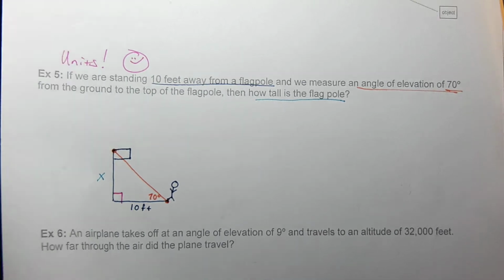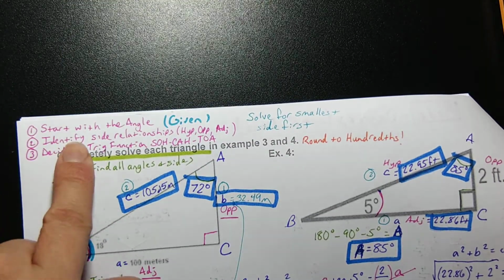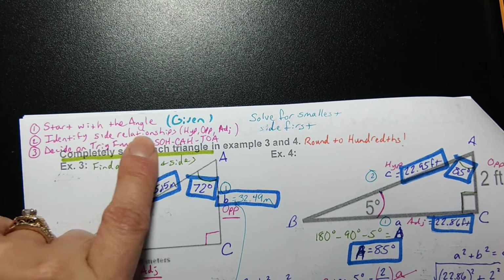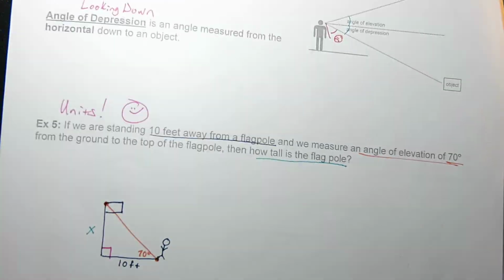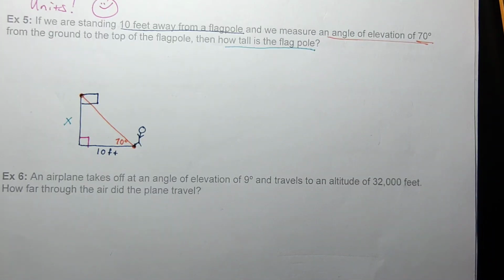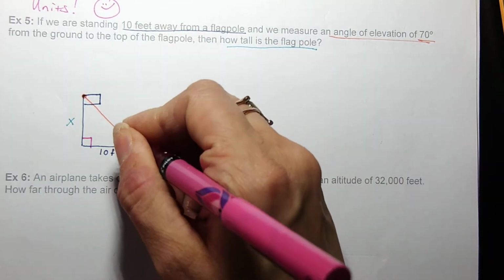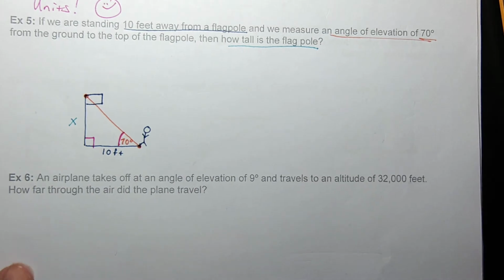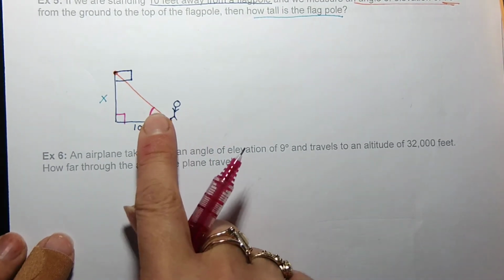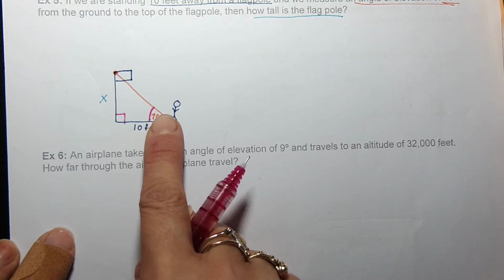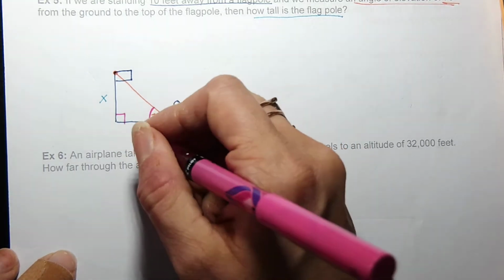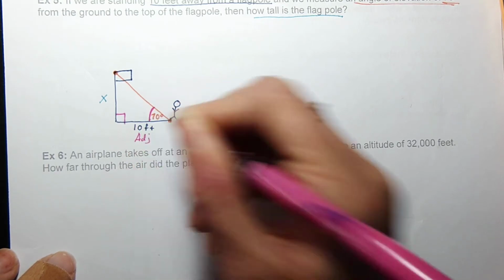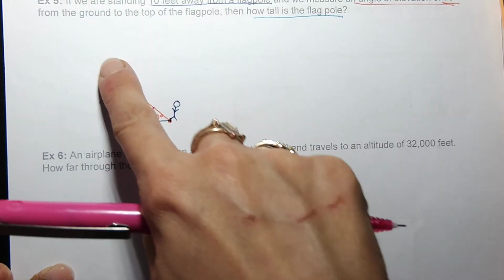So this is going to be going over these three steps that we talked about yesterday. Start with the angle, identify the side relationships, and then determine the trig function, either SOH, CAH, or TOA. So we start with the angle. We're going to mark the 70 degrees. Next, we're going to determine the side relationships relative to that angle. So what would you say 10 is relative to 70? Opposite, adjacent, or hypotenuse? Adjacent, because it's right next to it. So that is adjacent. This would be the hypotenuse.